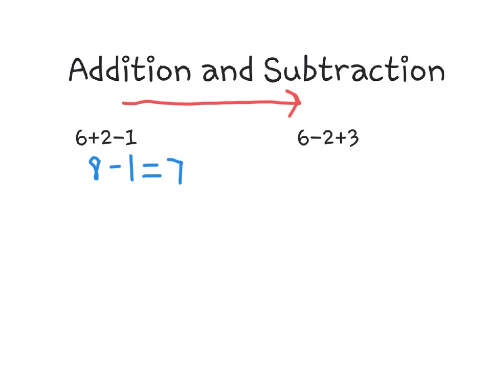And then the next one, even though subtraction comes first, we're still going to work left to right. So 6 minus 2 equals 4, plus 3 is going to give us another answer of 7.